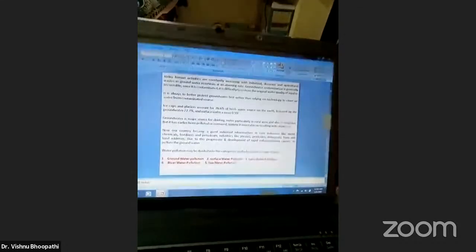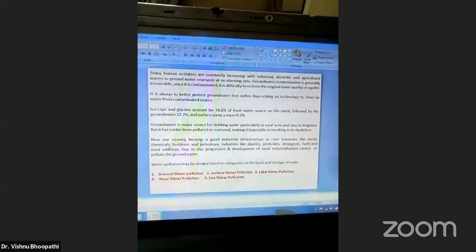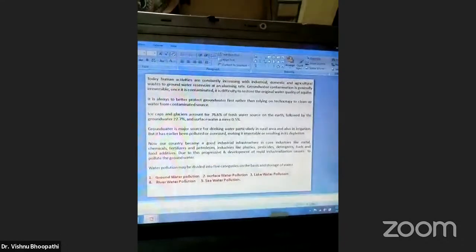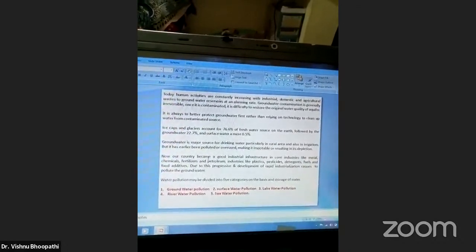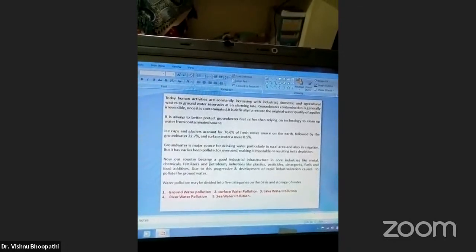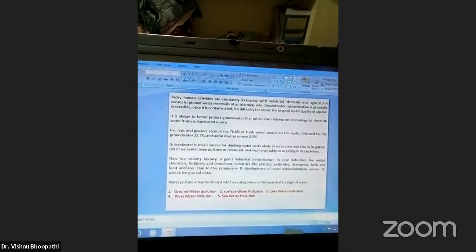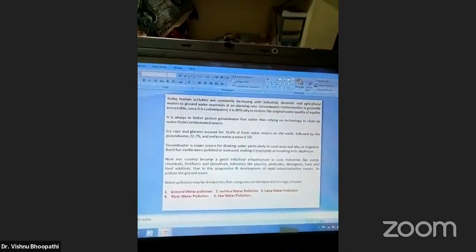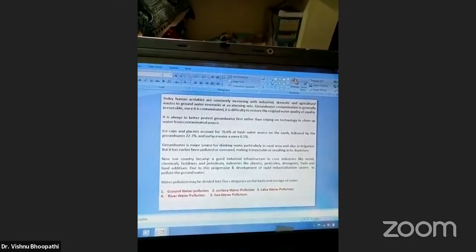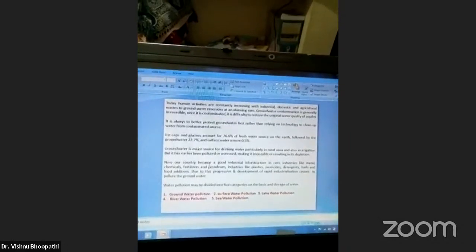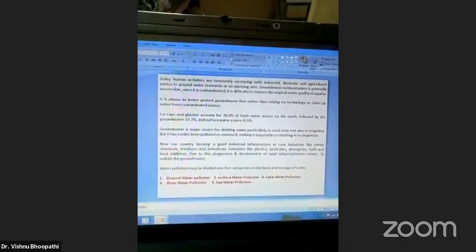Every day human activities are increasing, and constantly industrial, domestic, and agricultural wastes are added to the groundwater reservoir. Now it is at an alarming stage, as the groundwater is going to be polluted. Groundwater contamination is generally irreversible. Once it is contaminated, we are unable to restore the original quality of the water from the aquifer.